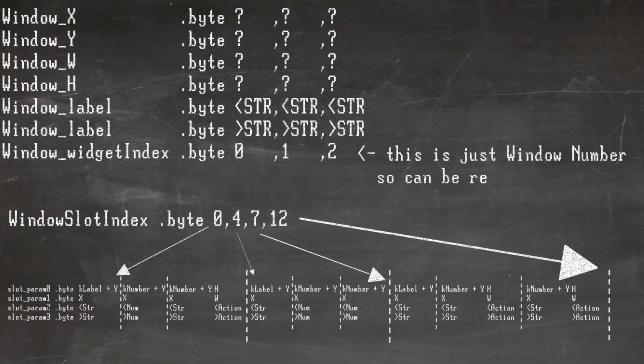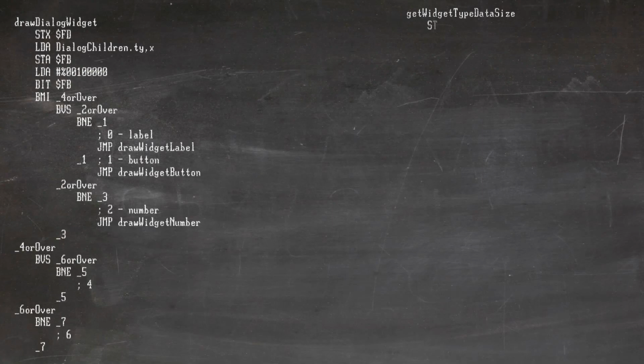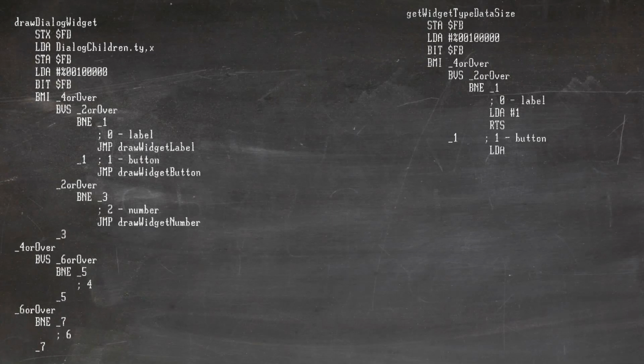To draw, I have a branch tree as before, and then calls to the correct draw function. To move to the next slot, I have another branch tree that returns the number of slots per type. Next video, we will tackle how to handle input and focus.